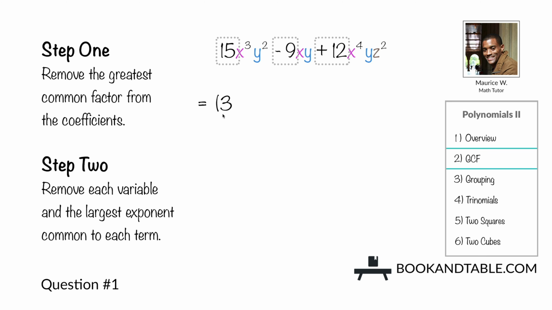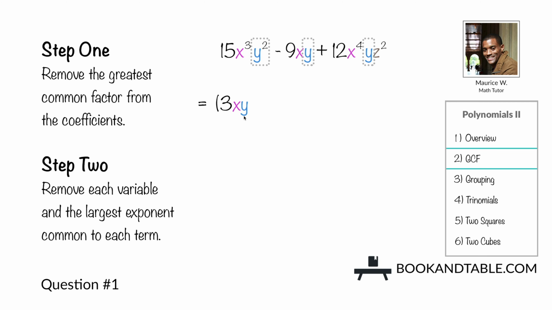Step 2, remove each variable and the largest exponent common to each term. So we have x to the third, x, and x to the fourth. X is common in all three, so that is part of our greatest common factor. And now y, we have y with an exponent of 2, y with an exponent of 1, and y with an exponent of 1. So the y to an exponent of 1 is common in all three, so we remove that.